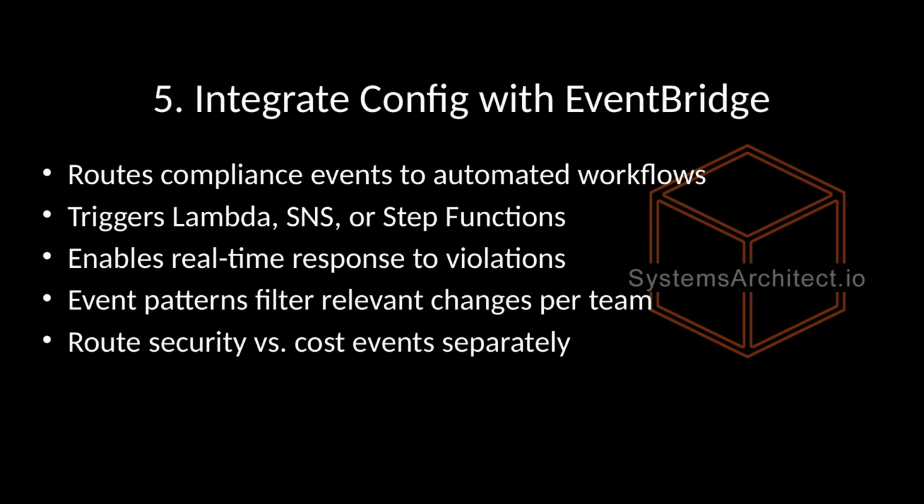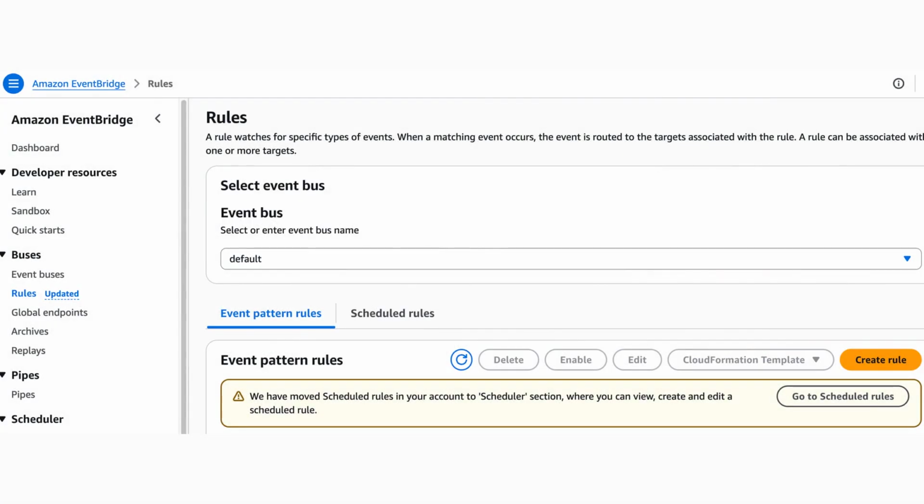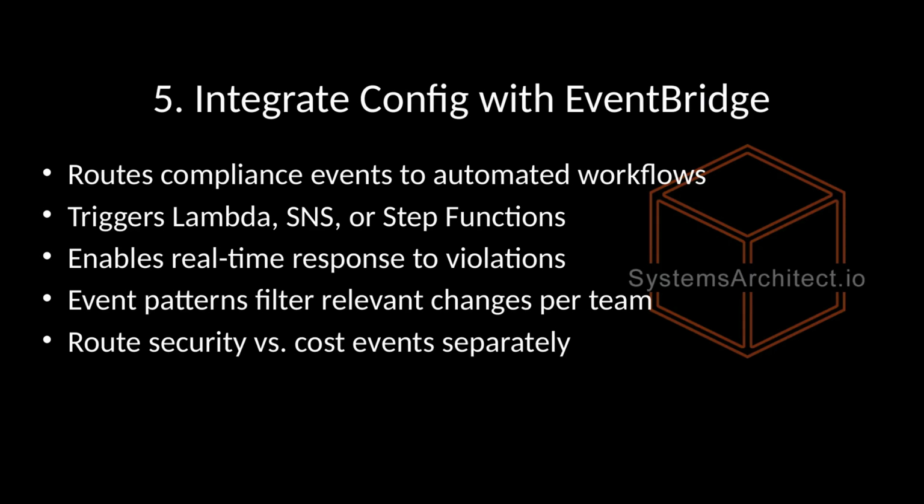5. Integrate Config with EventBridge. AWS Config emits events for configuration changes and compliance state transitions, and Amazon EventBridge is how you turn those events into automated workflows. Why route events through EventBridge? Instead of periodically polling Config for status, you can route events straight to a Lambda function, an SNS topic, or a Step Functions workflow the moment they occur, enabling real-time response to violations. A useful tip is to route different compliance domains, like security versus cost governance, to separate EventBridge targets.